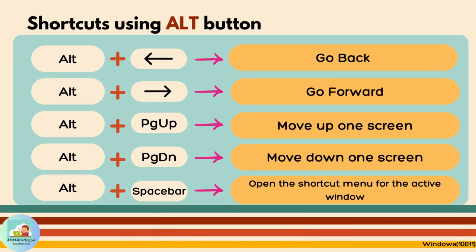Let's see some shortcut keys using alternate button. So Alt plus left arrow is go back. Alt plus right arrow is go forward. Alt plus page up is to move up one screen. Alt plus page down is to move down one screen. Alt plus space bar opens the shortcut menu for the active window.